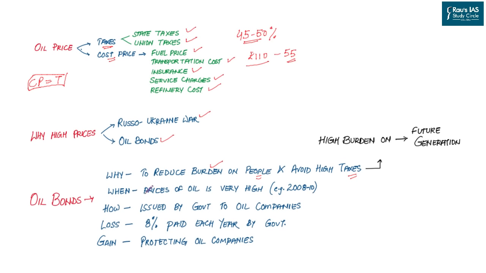Government decided this when the prices of oil were extremely high during the 2008 to 10 period, which also showed some other fluctuations even till 2013. Now, how did the government do this? Government started issuing the oil bonds. These oil bonds were issued to the oil companies like IOCL, BPCL, HPCL and others. These oil companies will buy the bond and whatever is going to be paid on those bonds with respect to the interest will be paid by the government in order to reduce the burden on the companies.